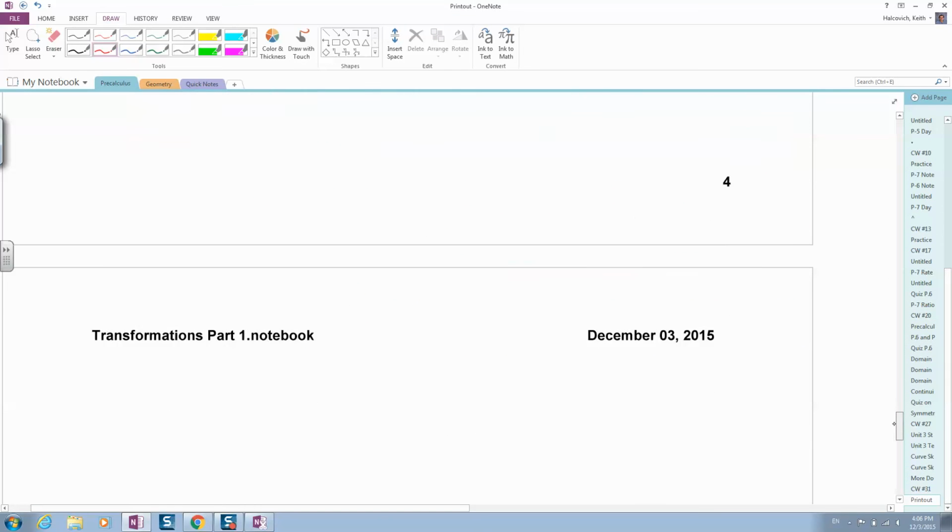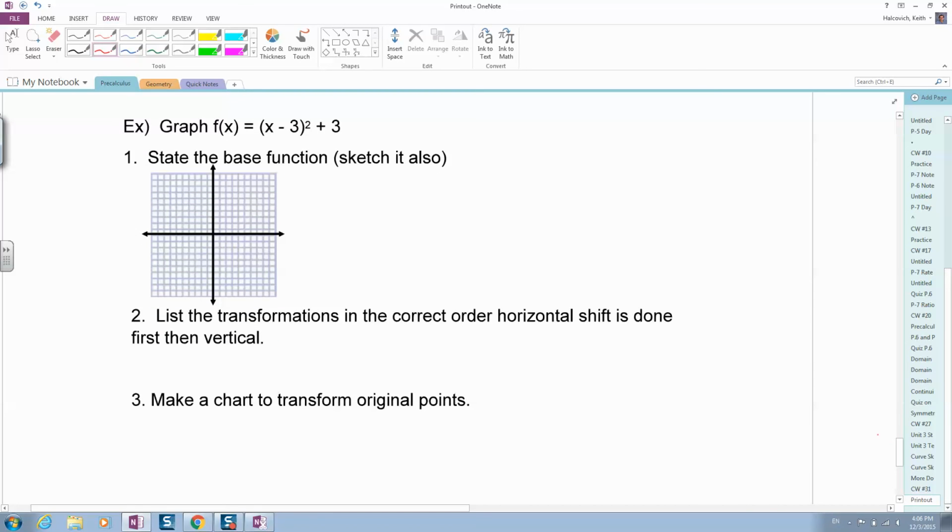So, the last problem here, we have a combination. We have both a number inside the function and outside. So the base function here is f of x equals x squared. So notice it's a parabola. Our points are 0, 0, 1, 1, negative 1, positive 1. The transformations go in the correct order. Remember, horizontal is done first, then vertical, because x comes before y.